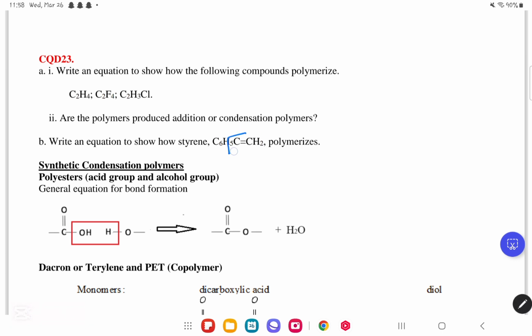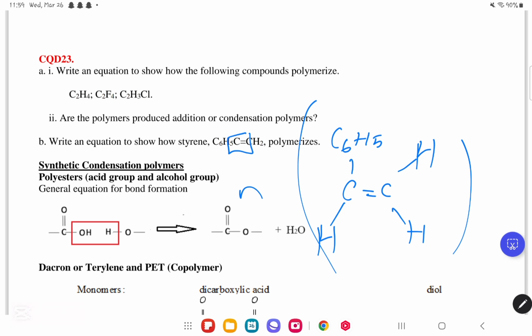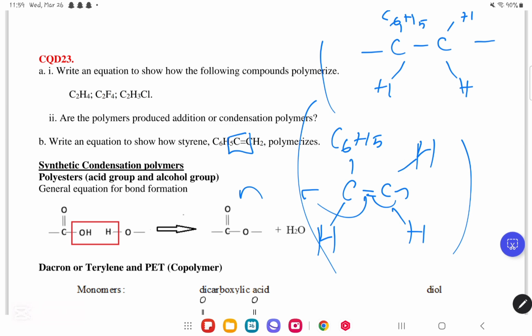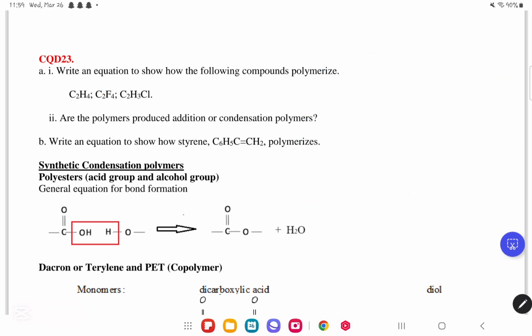First of all, you will see the double bond where it is. It's over here. So C double bond C. Then over here you have C6H5. Okay. Then you have an H over here, and an H over here, and an H over here. Okay, and then it will have an n over here. So you will break the double bond. And when you break the double bond, it will be C single bond C. You will have over here C6H5, H, H, and H over here. And then you will put an n over here, and that's how it is done for part B.